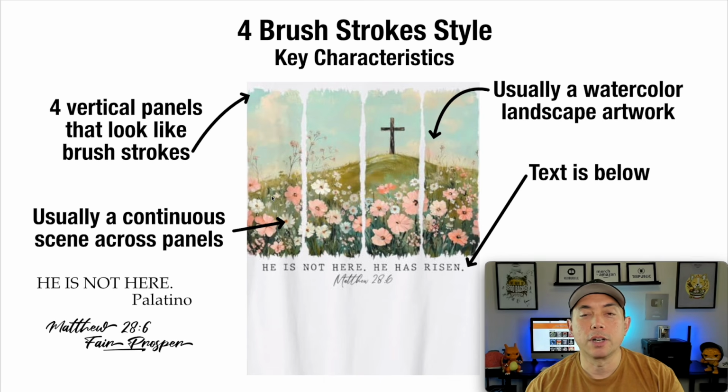So what we're going to need to do after we create the brush strokes in Affinity by Canva, we're going to have to create something like this or find a design like this. It's usually a watercolor landscape artwork, and we're going to mask it inside these 4 panels. So I'm going to show you how to do that. And in this one, there's text below.